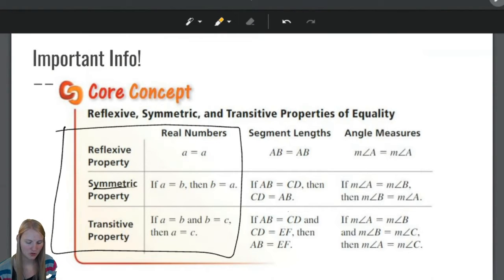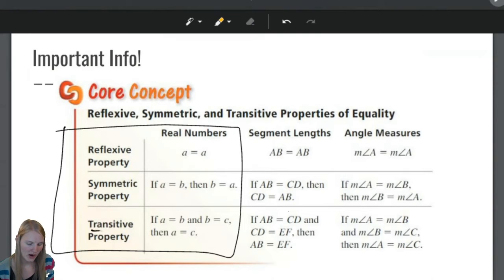The symmetric property is if A equals B, then B equals A. I can flip them around and it's the same thing. So the way that I think of that is symmetry. If this is a line of symmetry, I have B here, B here, and A on the other side. So this property is symmetrical, is how I remember that one.